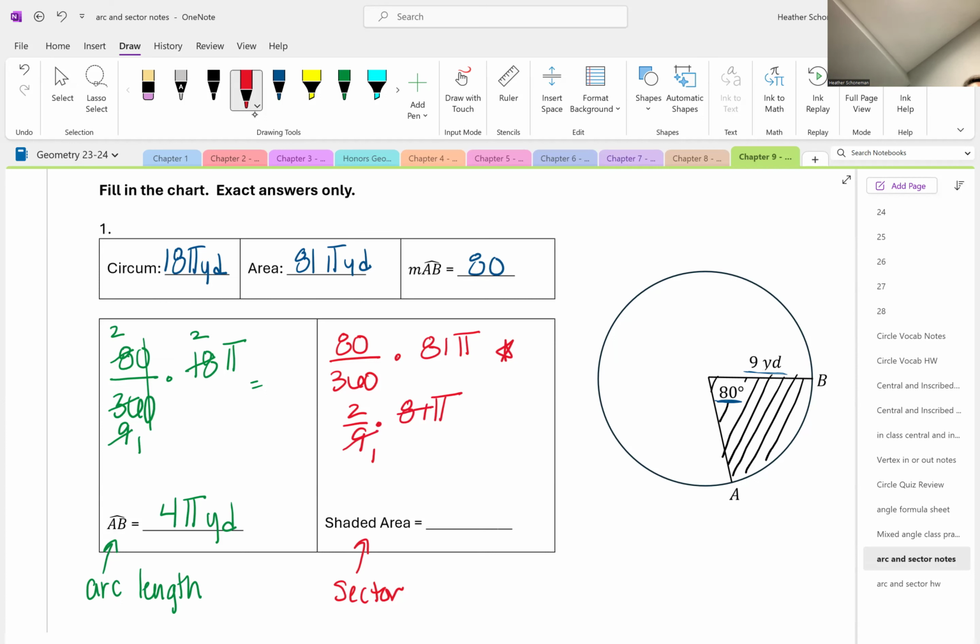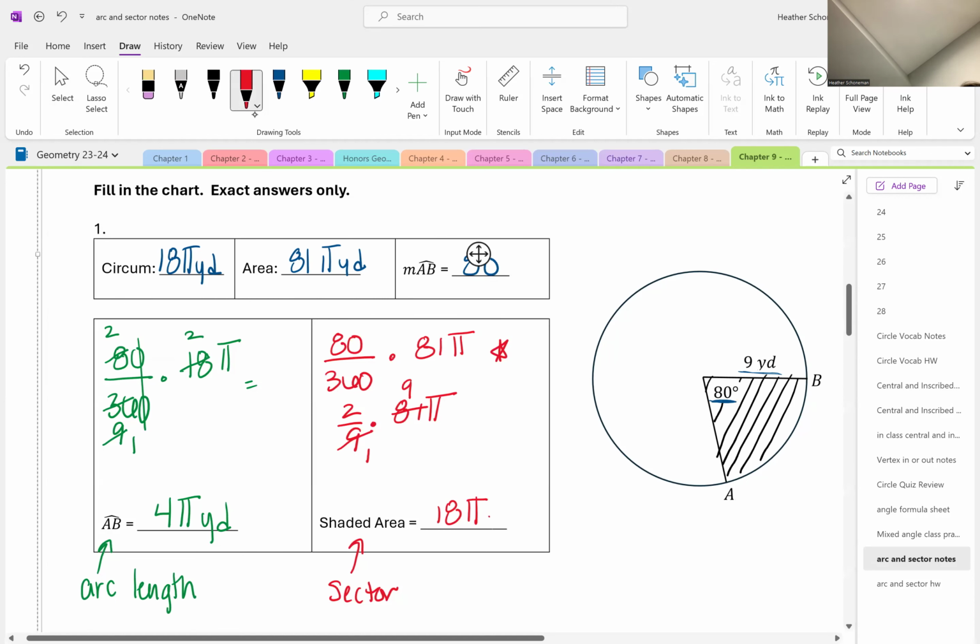9 divided by 9 is 1. 81 divided by 9 is 9. Now multiply straight across the top. 2 times 9 times pi is 18 pi. And on the bottom, we just have a 1. And then it's going to be yards squared.